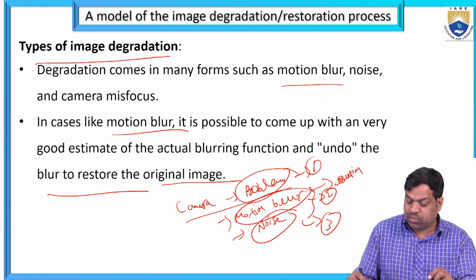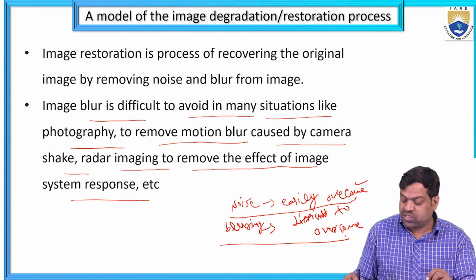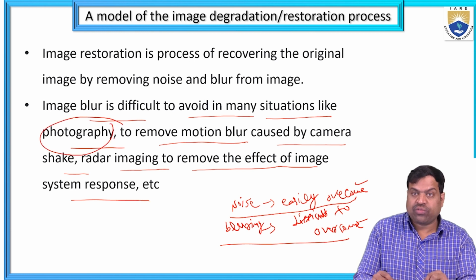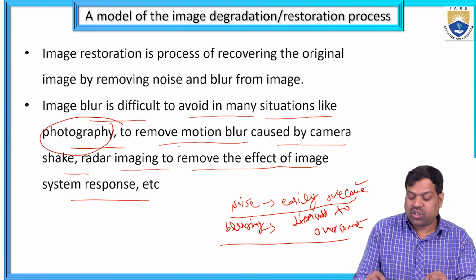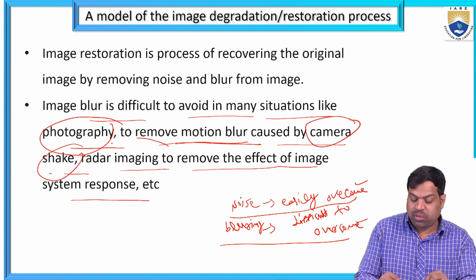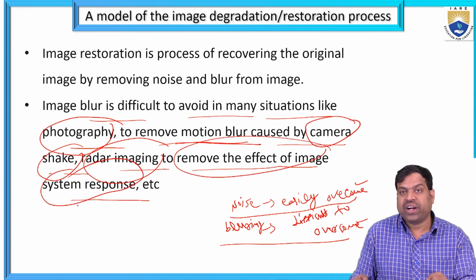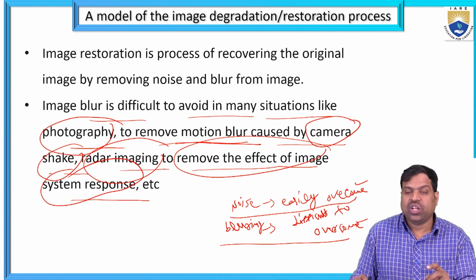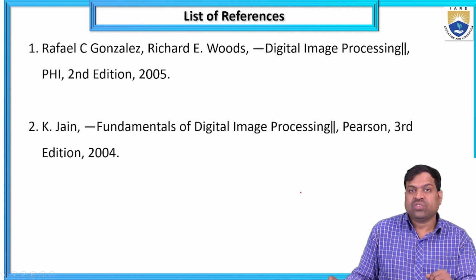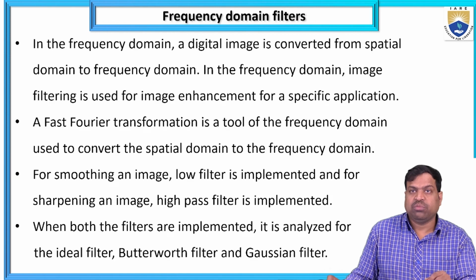Noise we can easily overcome, but blur is difficult to overcome. Why? Because it is hard to avoid in many situations like photography: removing motion blur and camera shaking, radar imaging, and removing the effects of image system responses. These are very difficult conditions for removing the blurring in the original image. So these are the references for the image degradation and restoration process.